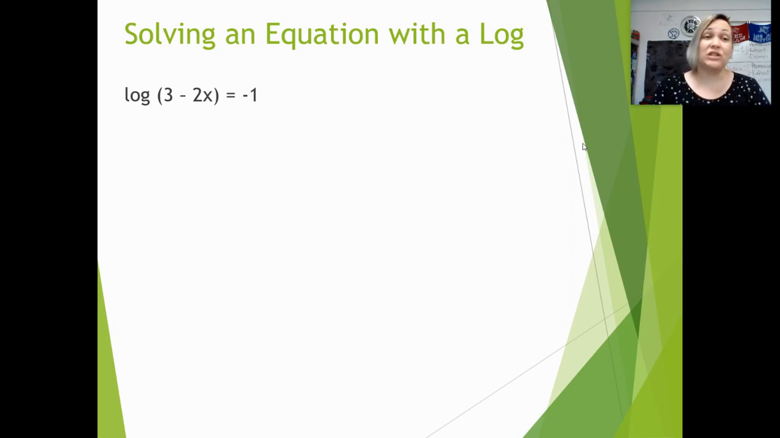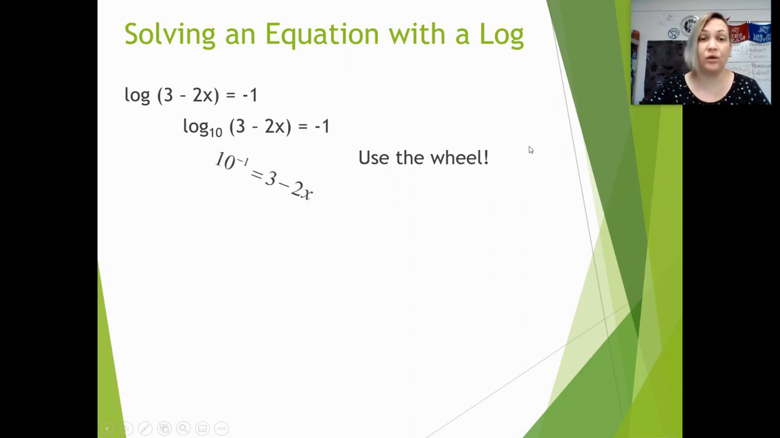To do that, we need to know what the base is on this log. And so we learned last week that if there's no base, it's the number 10. So I'm going to put a 10 underneath my log, and then I'm going to do the wheel. So this one is 10 to the power of -1 equals 3 minus 2x.